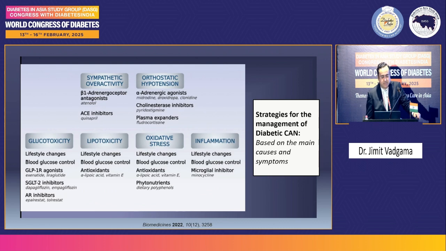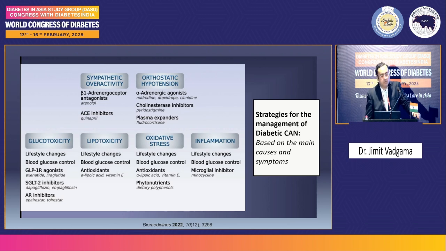But once it develops, the strategies can be based on the main cause and symptoms of the patient. For glucose toxicity, we need good lifestyle changes and good blood glucose control. For lipotoxicity, we need lifestyle also and good blood glucose and lipid control. Similarly, for oxidative stress, along with lifestyle, we can give antioxidants like alpha lipoic acid, vitamin E, and we can give phytonutrients. For inflammation also, we can give microbial inhibitors.